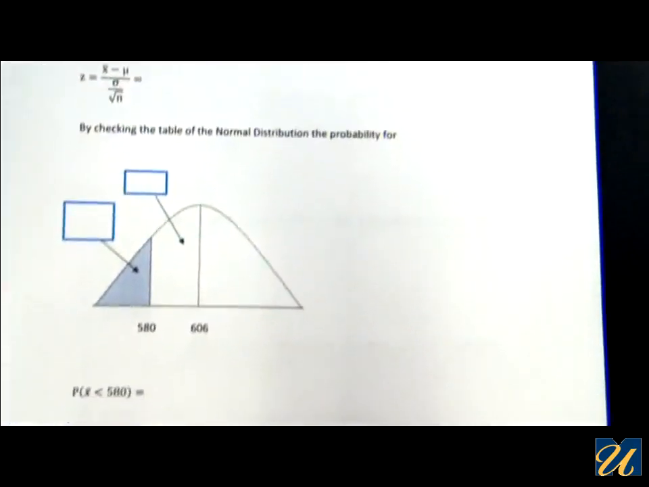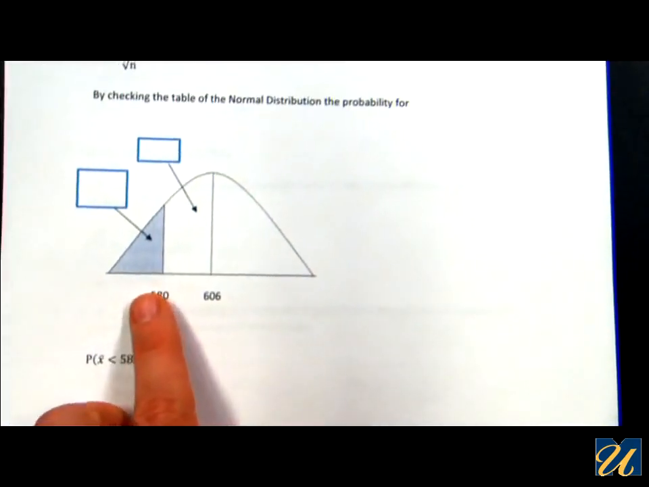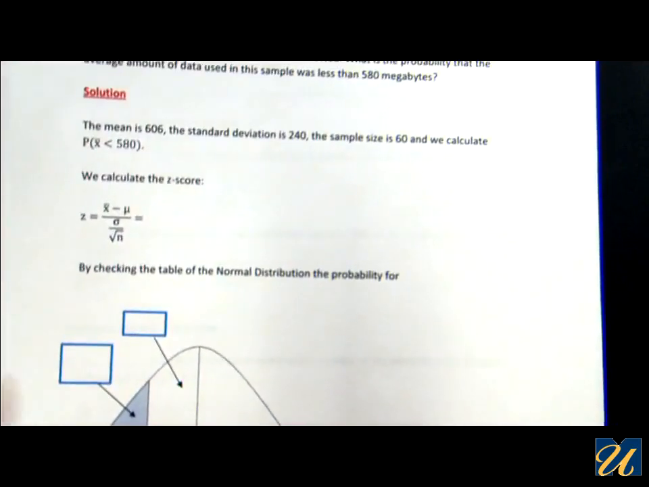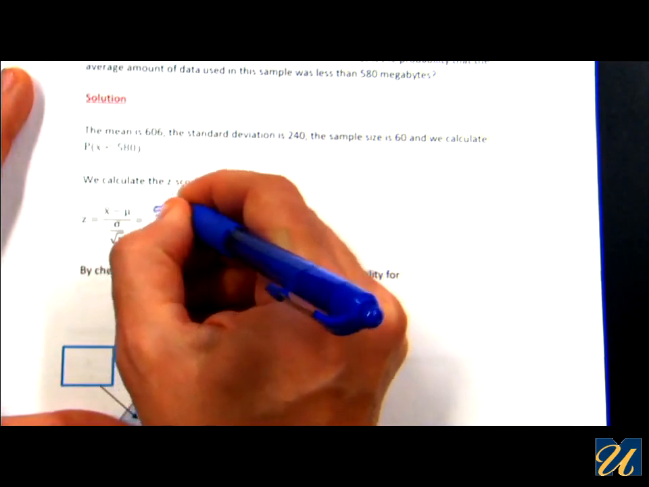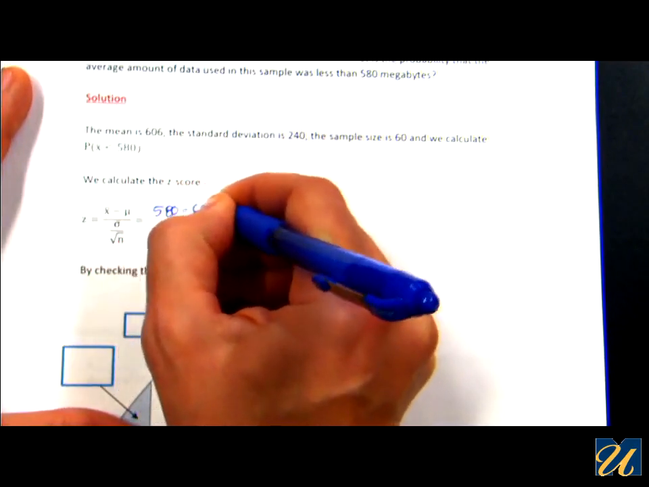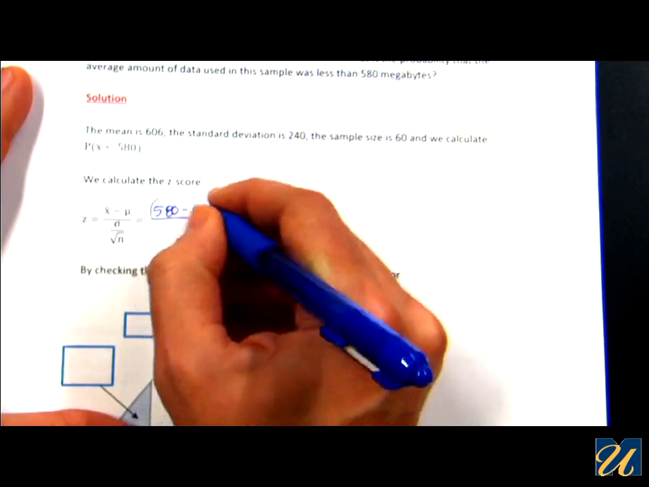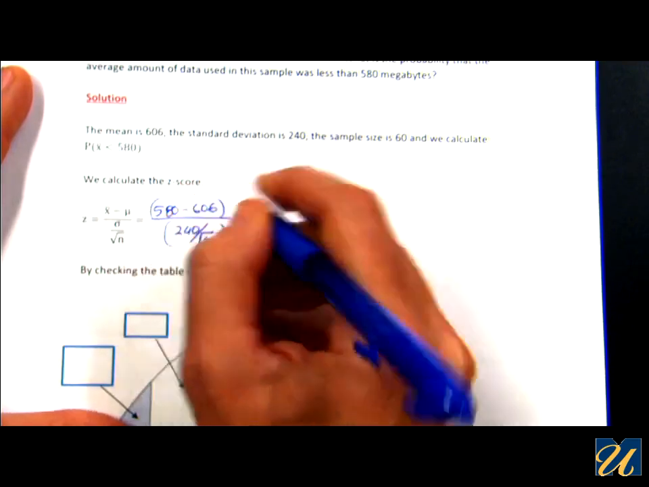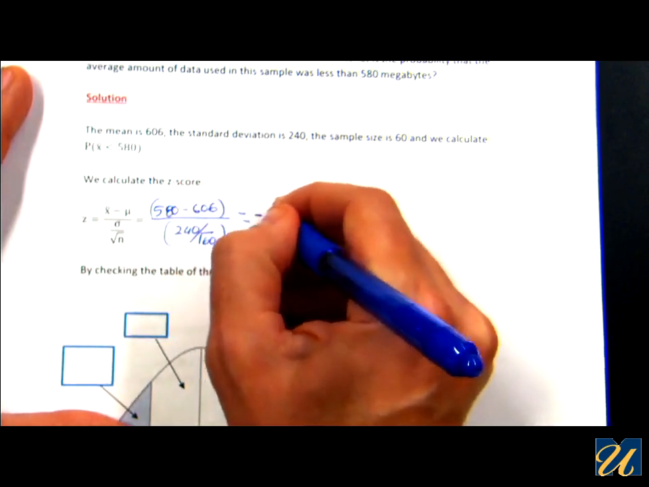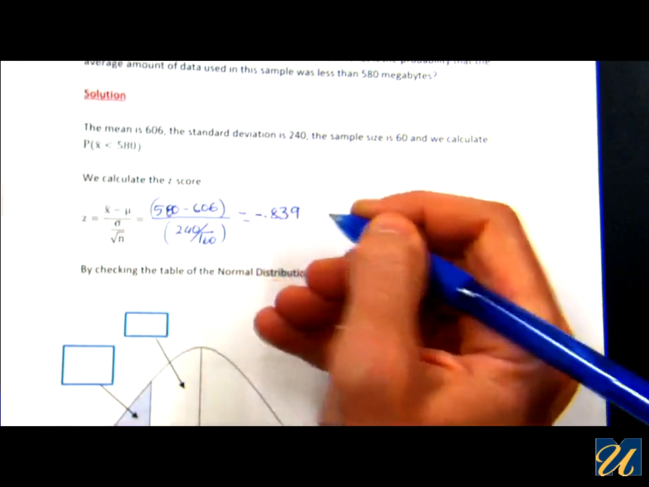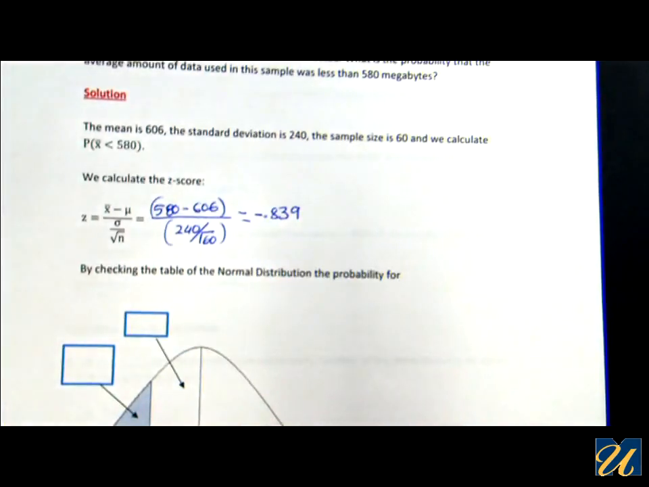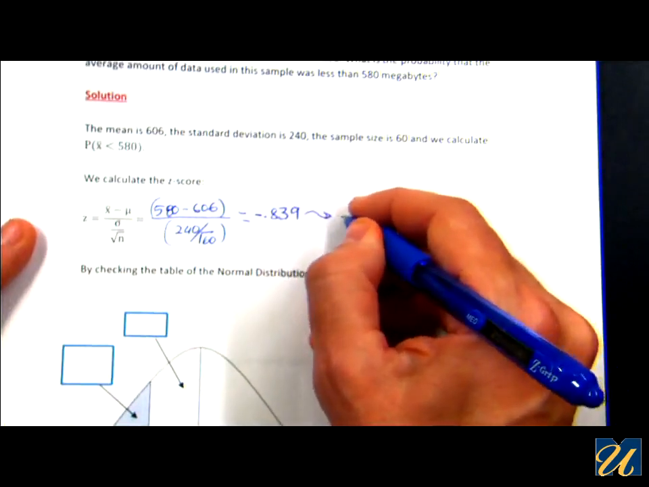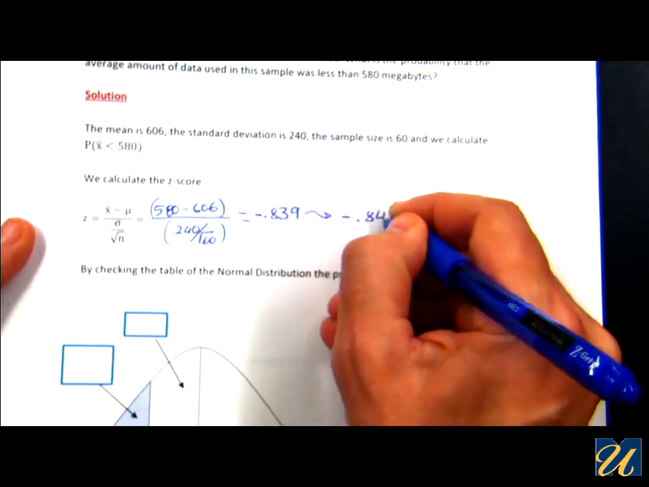We graph the normal distribution. This is the area that I'm looking for. I'm looking for a left tail. We calculate the z-score. The z-score will be 580 minus 606 over 240 divided by the square root of 60, and this will be equal to negative 0.839. We will round to 2 decimals, so we're going to look up negative 0.84.